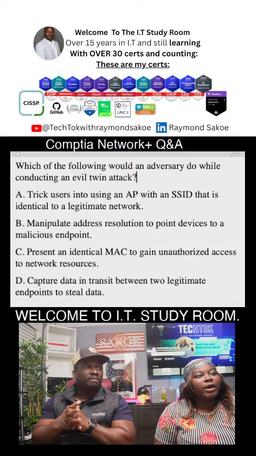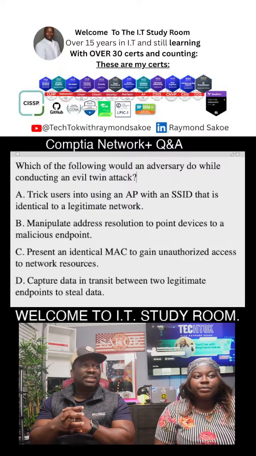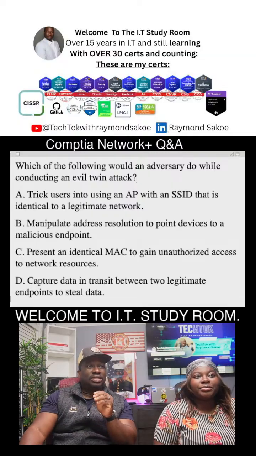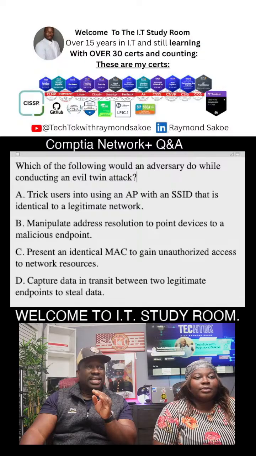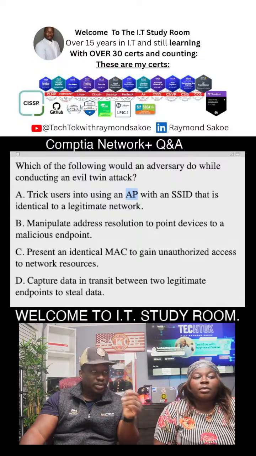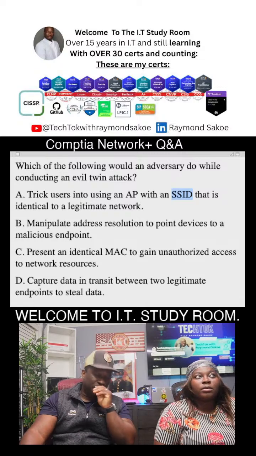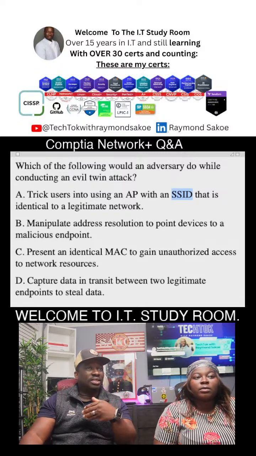Okay, cool. So what's the answer? The answer will be A. Yeah, it was unanimous. Trick a user into using an AP, which is a wireless access point, with an SSID that is identical to a legitimate network. It's similar to going to Starbucks and trying to connect to the Wi-Fi.